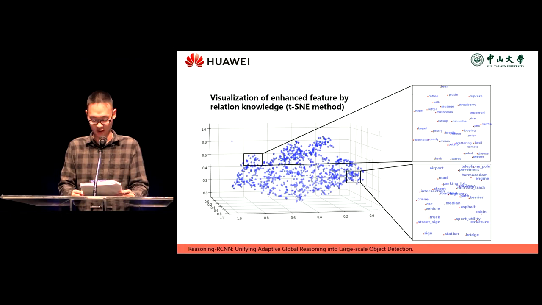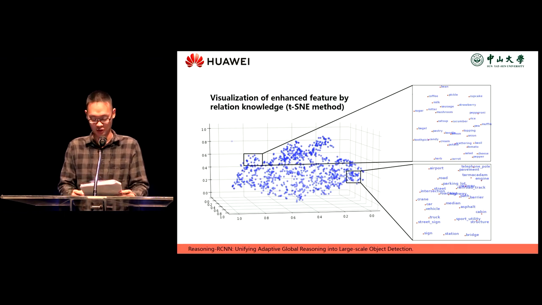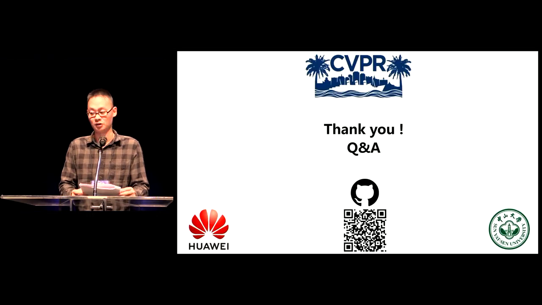We also plot the clustering of the enhanced features. It can be found that the enhanced features show that our method can learn the relation knowledge, and a detailed analysis can be found in our paper. And thank you, we plan to release the code and trained model this month, so thank you.